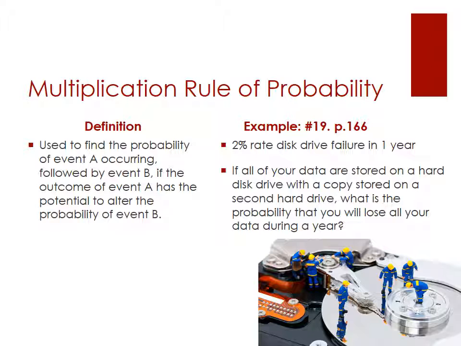Now, in some instances, we find that event A does not affect the outcome of event B, but we need to be able to consider that because we are still looking at these two events as connected together. So this is an example, number 19, of the kind of problem that we'll be solving in this section.